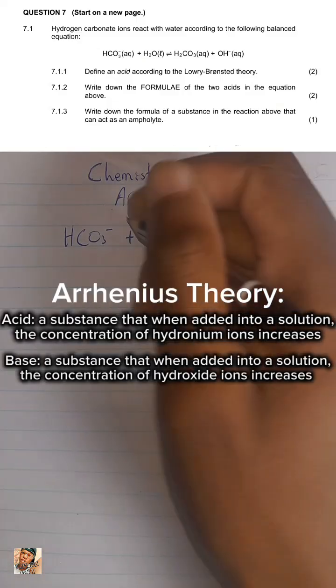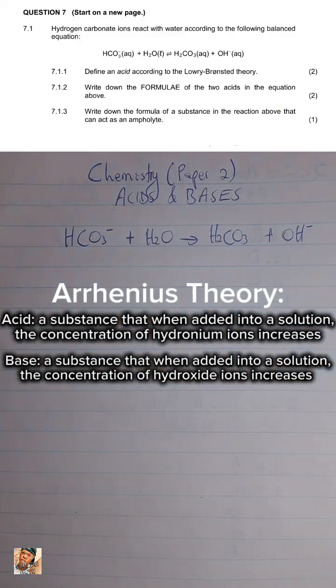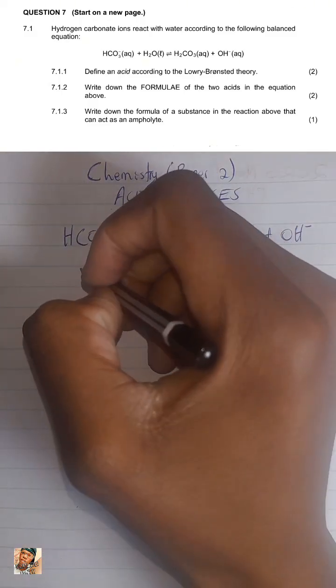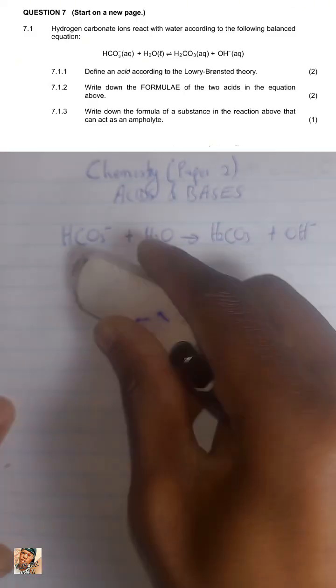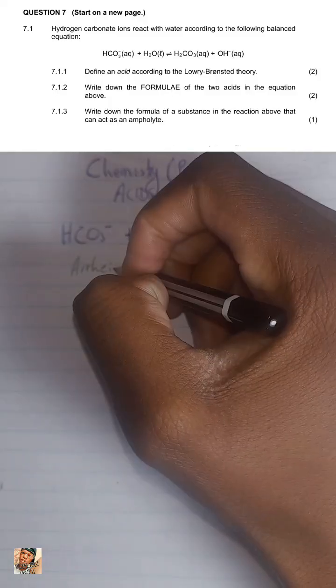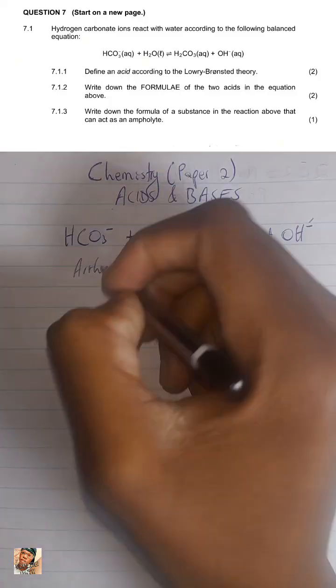Let us write that down real quick. I'm going to erase this because I don't have enough space. I want us to remember that. So an acid, according to Arrhenius theory. I don't even know if I'm going to get the spelling right, but the spelling doesn't even matter.